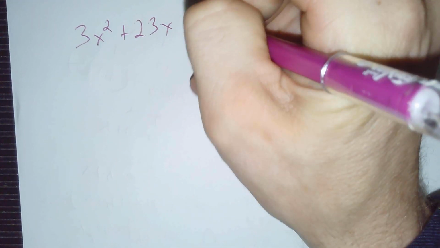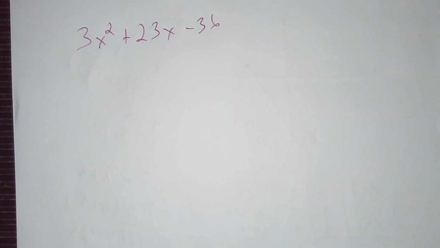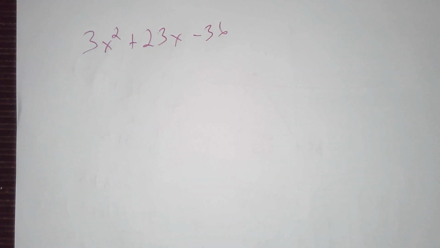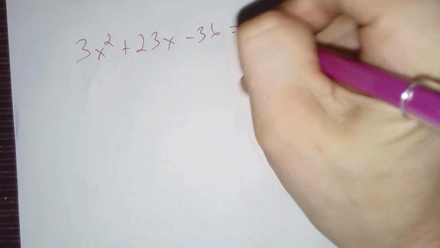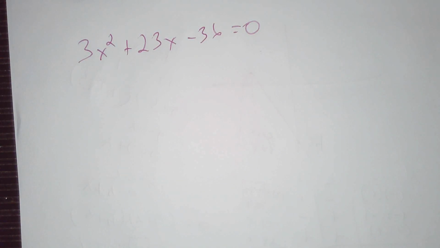Okay, now say, for instance, that I have a quadratic equation where my a coefficient is like 3, right? So I have a 3x squared. And then I have a plus 23x and a minus 36. Okay, and this equals 0. Okay, so I have to slide and divide this. That's, I think, the easiest way. So this is the procedure for that.